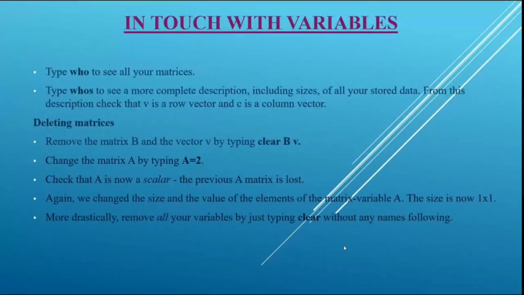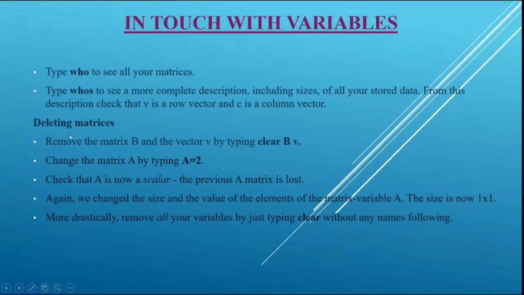Now we are moving into working with variables. As you all can see, the values which we assign presently to our matrices overlap the previous values, but we have not lost the previous values. We can type who to see all our matrices, and we can type whos with an additional s to see a more complete description, including sizes of all our stored data. From this description, we can check that V is a row vector and C is a column vector also.